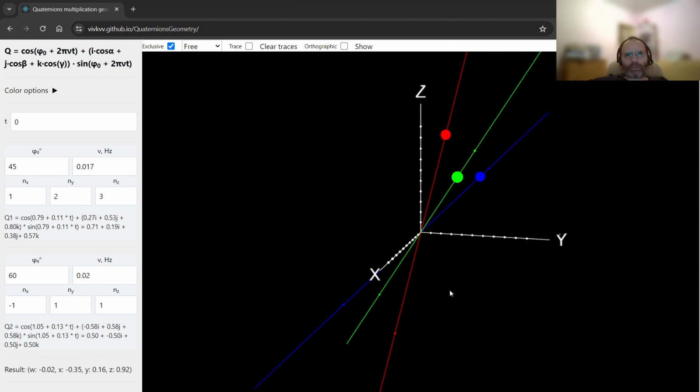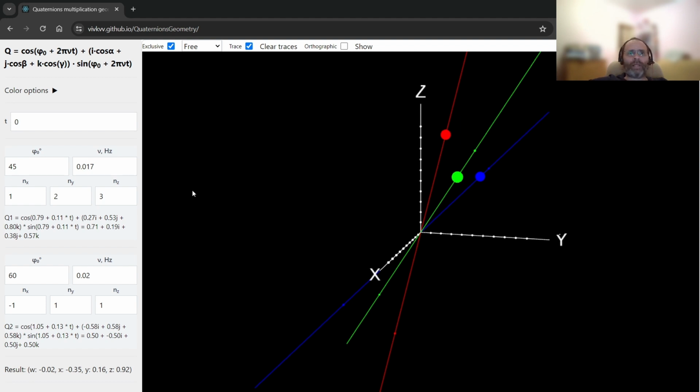Let's take a closer look at what happens when the angle changes. I temporarily removed the cylinders, but will enable another option: Trace. It's tracking. That is, the resulting quaternion, the red one, will leave a trail behind it.